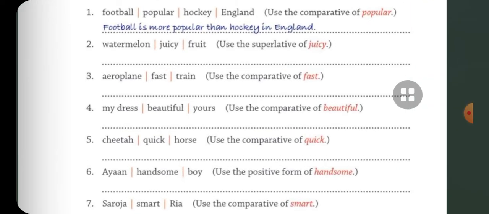Next is watermelon, juicy, fruit. Here use the superlative of juicy. Superlative of juicy is juiciest. Watermelon is the juiciest fruit of all. Now the third is aeroplane, fast, train. Use the comparative of fast. Aeroplane is faster than train, like this. You can do it easily, children. Try to solve this exercise by yourself.